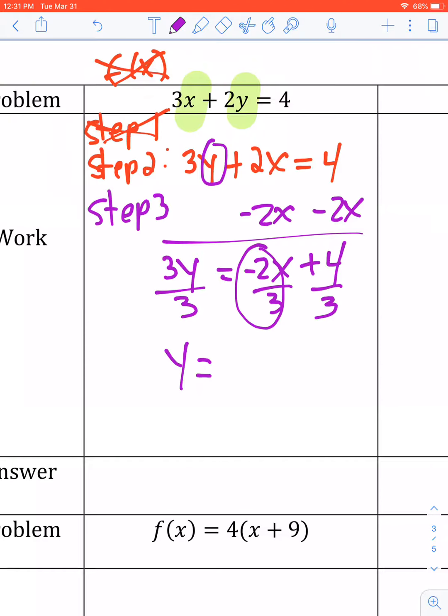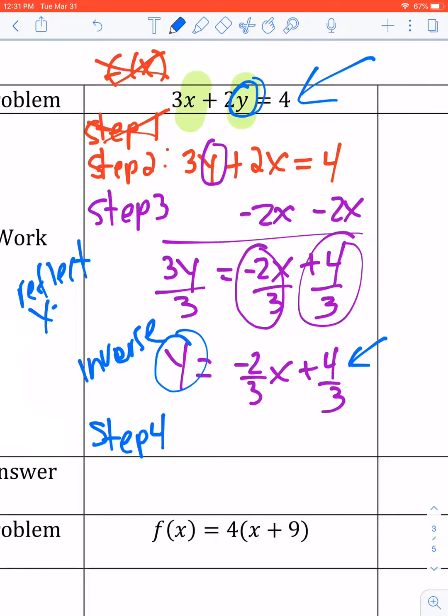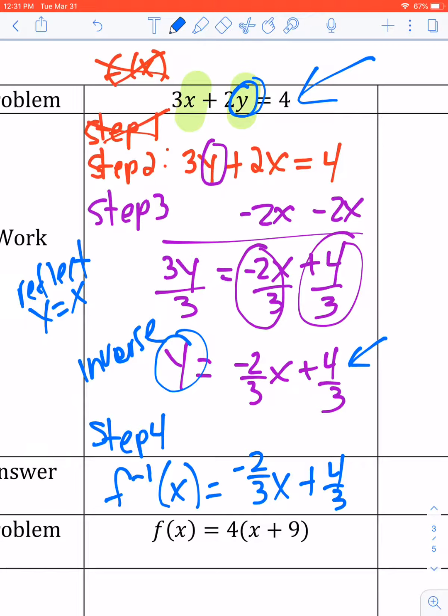So -2/3 does not reduce. 4/3 does not reduce. And then for step 4, notice how it's confusing. There's a y up here and a y up here. But friends, this is my inverse function. If you would graph this function and this function, they would reflect over the line y equals x. So in step 4, to denote that this is my inverse, I say f inverse of x is equal to -2/3 x plus 4/3.